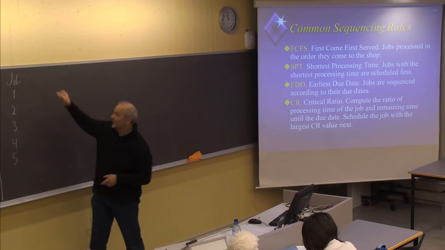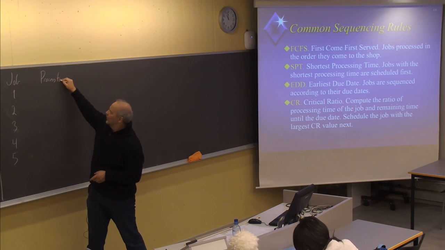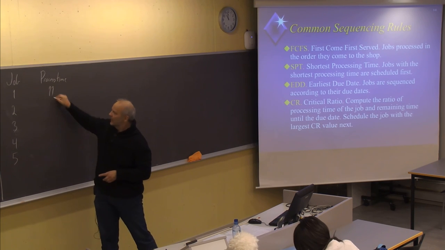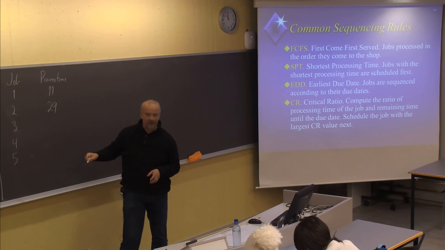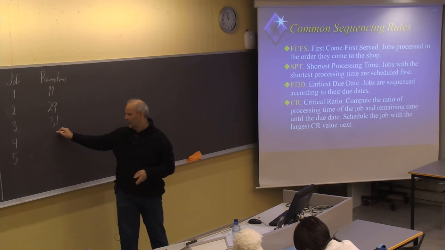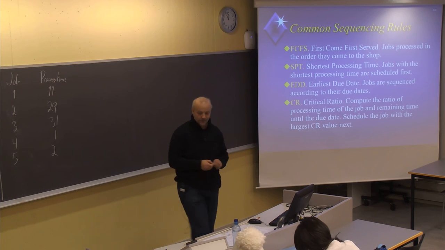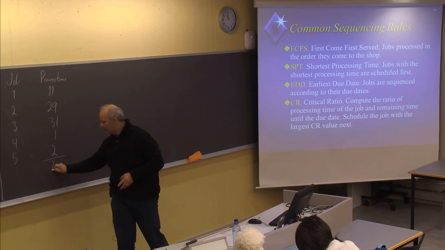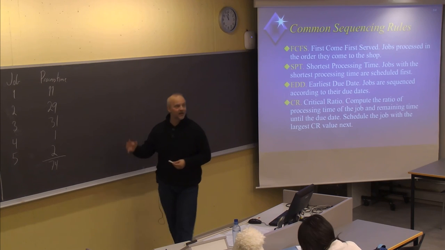So, processing time. For job number 1 will be 11. Job number 2, 29. Job number 3, 31. And job number 4 and 5 are quite small jobs, 1 and 2 days. In total, if you sum this together, you will get 74. And this means when you have one machine, the makespan will be 74.